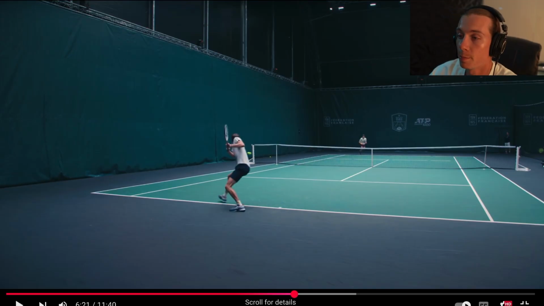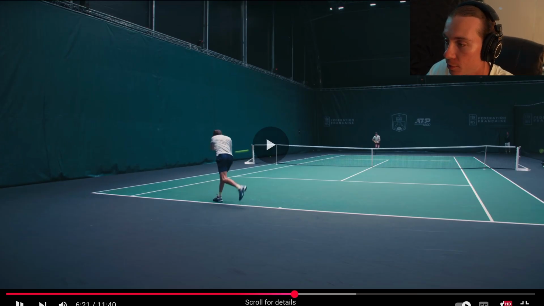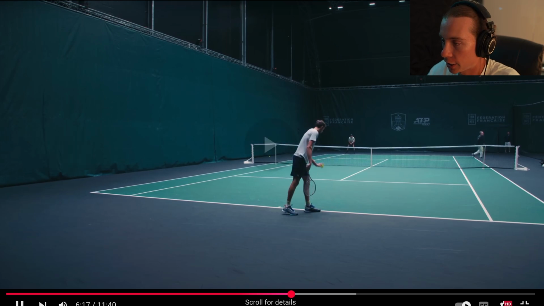Notice on Medvedev's backhand, when he's preparing, his left elbow is bent. And then when he goes to the ball, his left elbow extends to be fully straight. So pay attention to his backhand here. Let's watch that again.